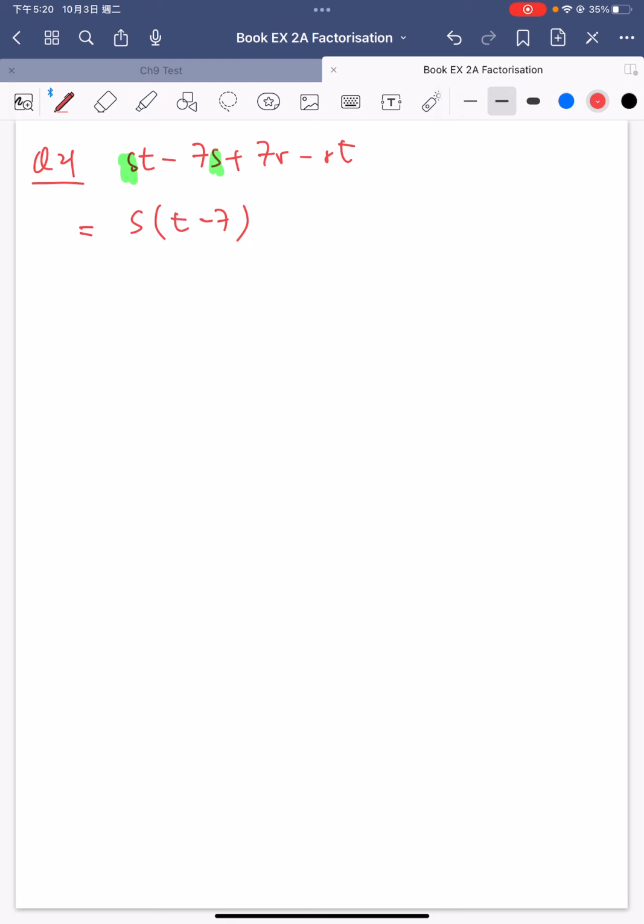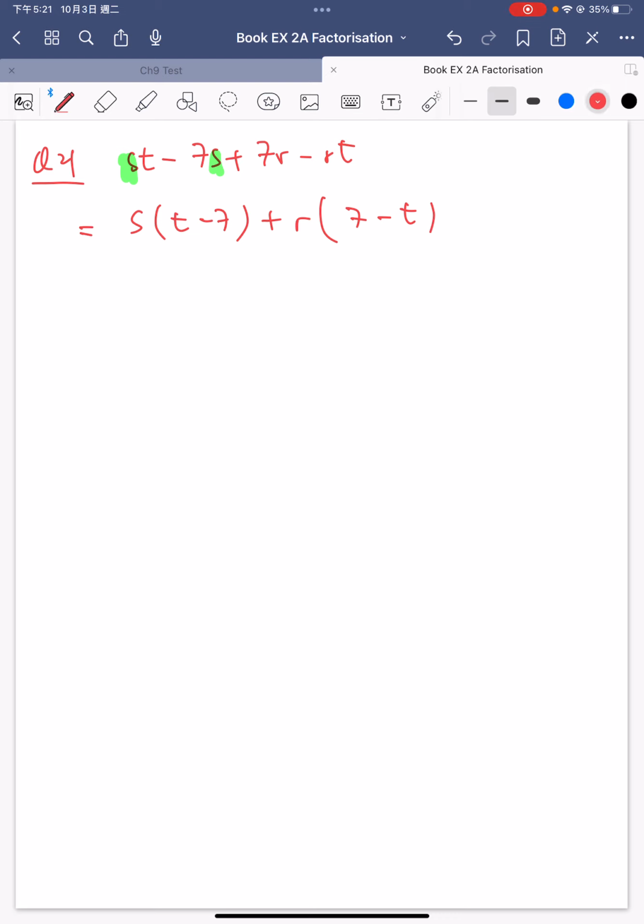For question 21, what we have is st minus 7s plus 7r minus rt. For the first step, again, we combine these two groups into 2. Now we can take out our common factor s. I have s times t minus 7. And for the right part, we can take out r as the common factor, and we still have the 7 minus t. In this situation, it looks like t minus 7 and 7 minus t are exactly the same, however, they're not the same. So you need to do some trick.